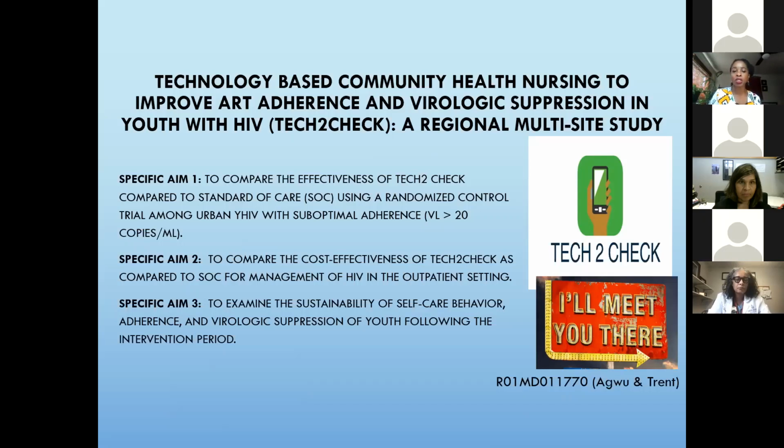And so this R01 is specifically looking at how an intervention called Tech to Check, in a randomized format for youth living with HIV whose viral loads are detectable, how randomizing them to this intervention, which I'll tell you about shortly, may increase their likelihood of having undetectable viral load. And then to look at the cost effectiveness of this intervention versus standard of care, which is what we're already doing. And then third, to examine the sustainability of that self-care behavior, adherence for viral suppression, of youth following the intervention.